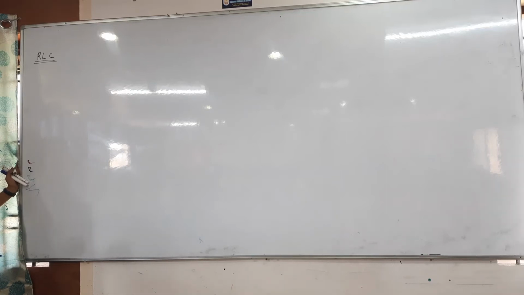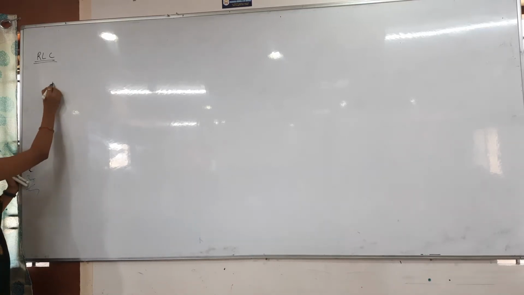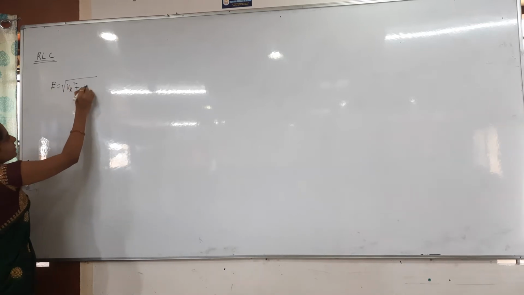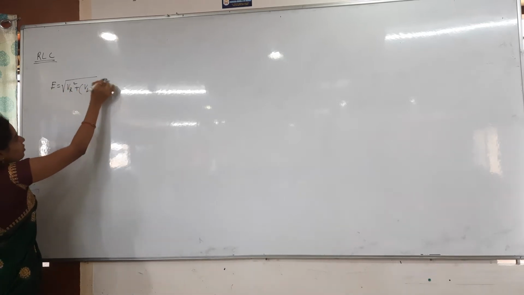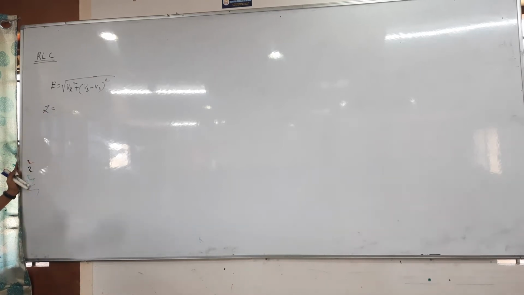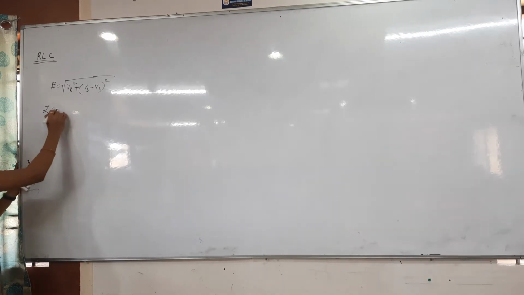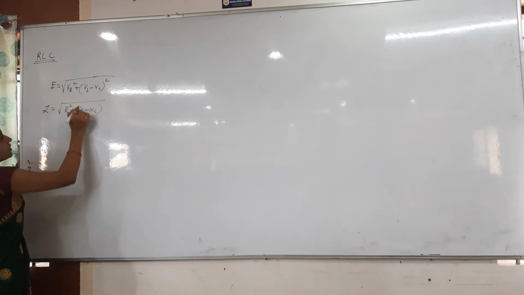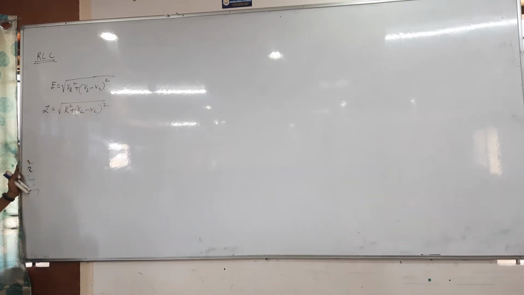Series RLC. In that we have seen the net EMF. What is the net EMF? Under root VR square plus VL minus VC whole square. And then Z is nothing but what? Impedance, the resistance offered by the combination of the components whatever we have taken. So Z is equal to under root R square plus XL minus XC whole square. That is the Z value we got.